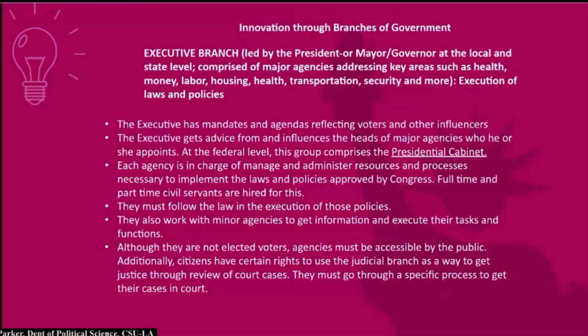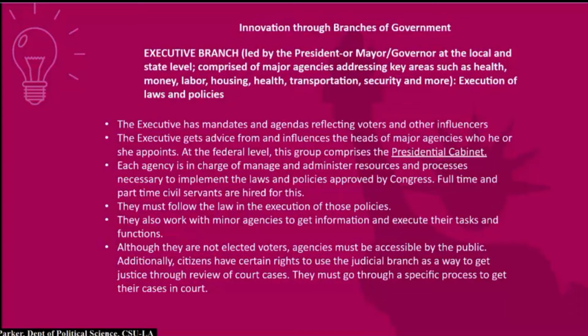The executive, which would be the president, mayor, or governor, has mandates and agendas reflecting voters and other influencers. The executive gets advice from and influences the heads of major agencies who he or she appoints. At the federal level, this group comprises the presidential cabinet. Each agency is in charge of managing and administering resources and processes necessary to implement the laws and policies approved by Congress. There are full-time and part-time civil servants who are actually hired to work at these agencies to do this. The people working at these agencies must follow the law in the execution of those policies. They also work with minor agencies to get information and execute their tasks and functions.